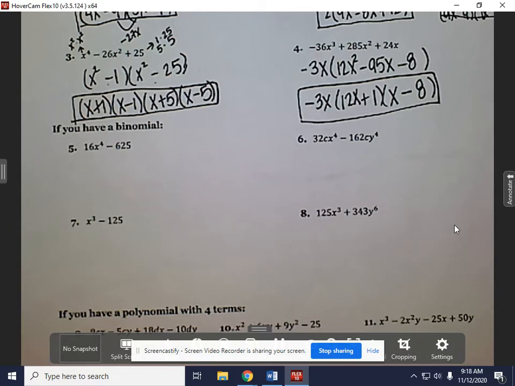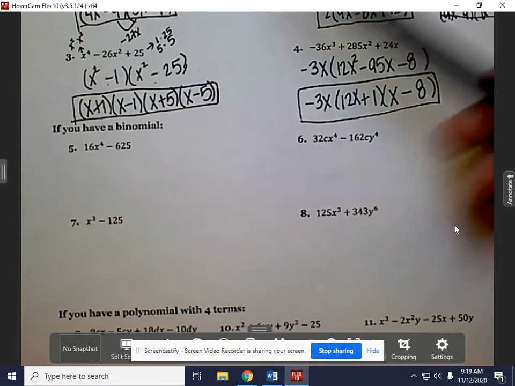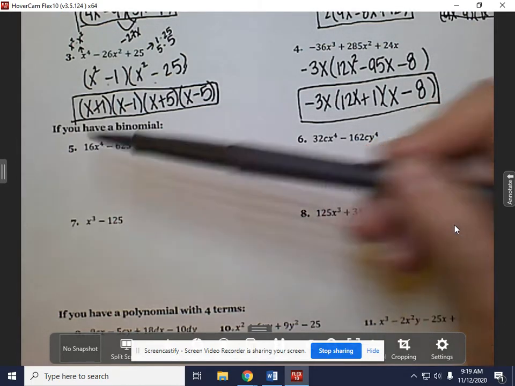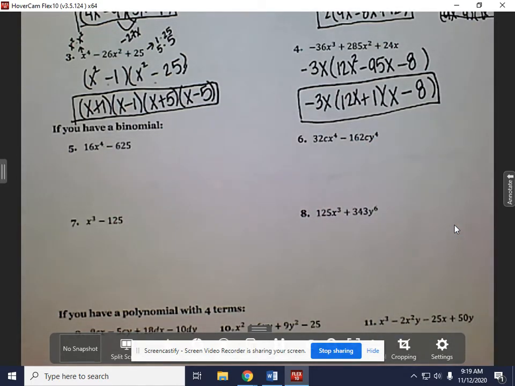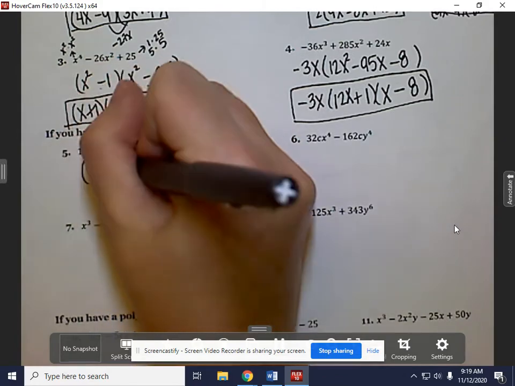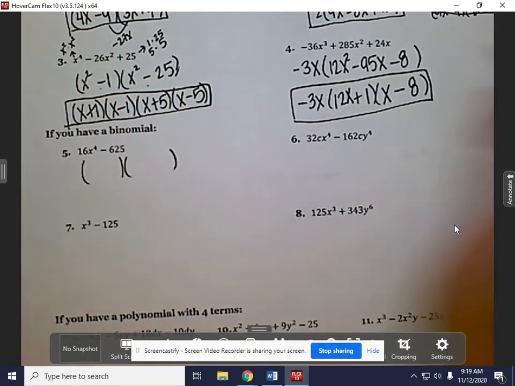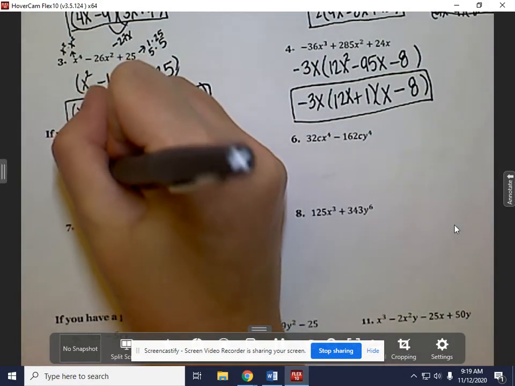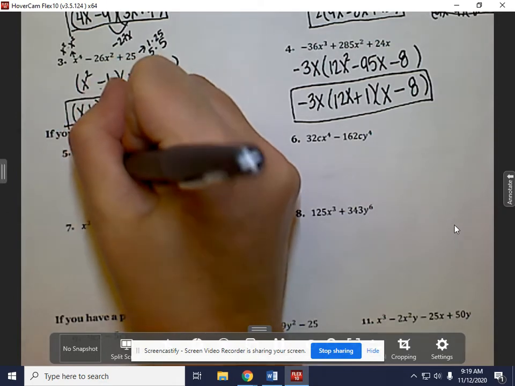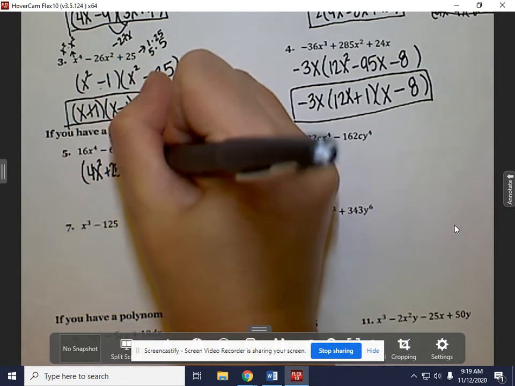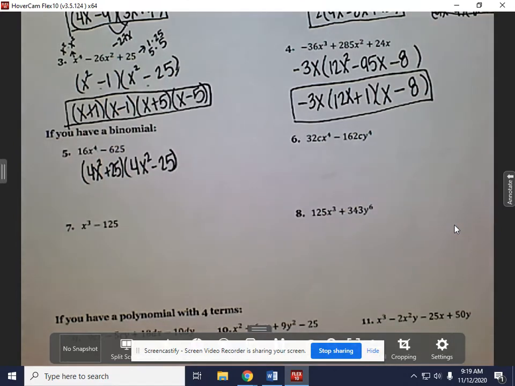So now, where in the past maybe you just knew difference of two squares, you have a few more options. So you have to just look at what do I have and what makes sense for that problem. It doesn't make sense that we would have cubes here because that's to the 4th power. So this is going to be a difference of two squares. We're going to use square roots to help us out. So that would factor to 4x squared plus 25, 4x squared minus 25.